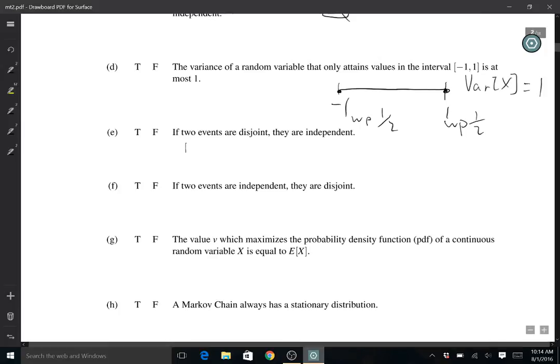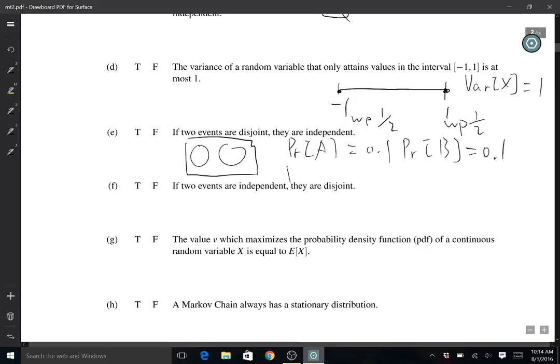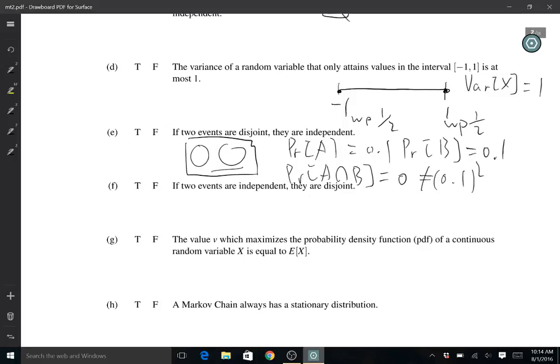Well, this is not very true, right? Because, let's see, if probability of event A is 0.1 and the probability of event B is 0.1 and they are disjoint. Now we look at the probability that A intersect B, which is actually 0 because they're disjoint. However, if they're independent, it should be 0.1 to the power of 2, right? So actually in this case, A and B are not independent. Okay. For part F, if 2 events are independent, they're disjoint.